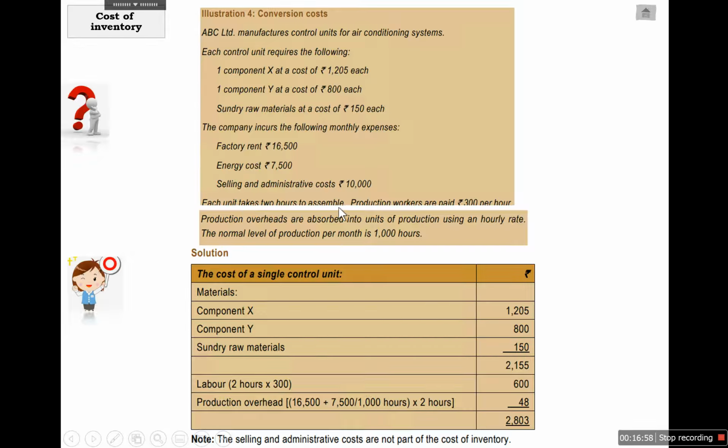Each unit takes 2 hours to assemble and production workers are paid at 300 per hour. Production overheads are absorbed into units of production using an hourly rate. The normal level of production per month is 1000.